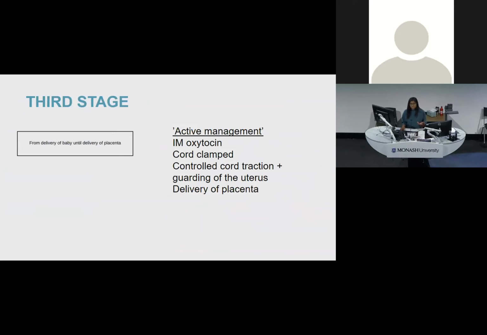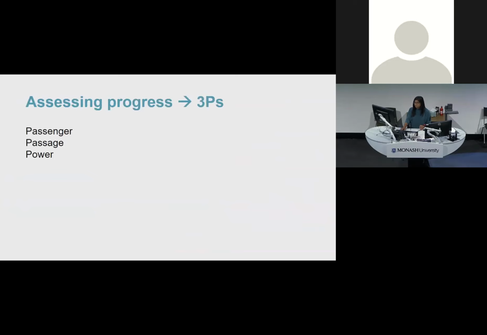There are 2 different ways to manage it, either physiological management, which is we just let things happen naturally as they would, or active management. So you give them IM oxytocin, you clamp the cord, do controlled cord traction while guarding the uterus, and then delivery of the placenta. This is just to prevent PPH from occurring.